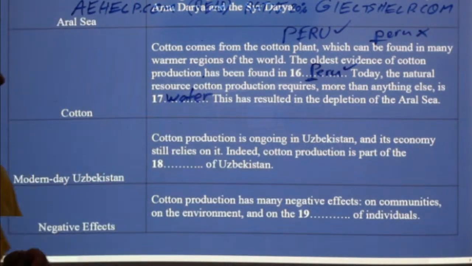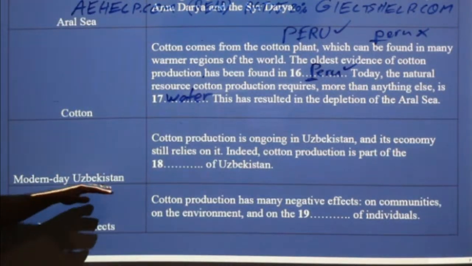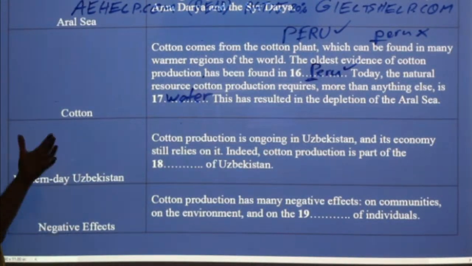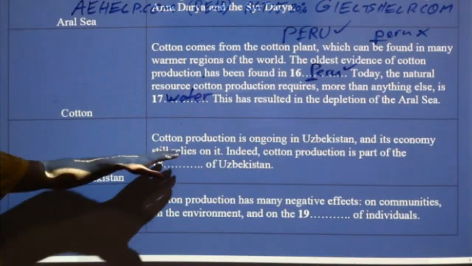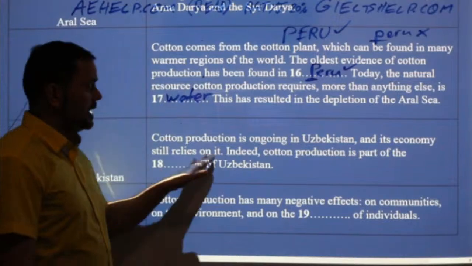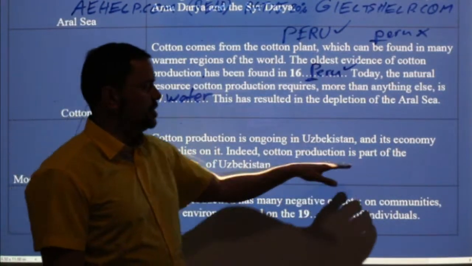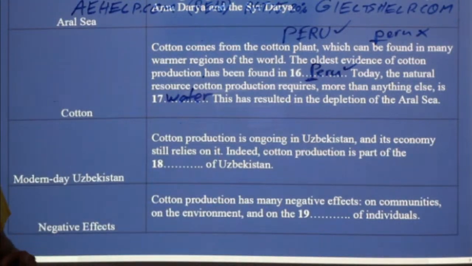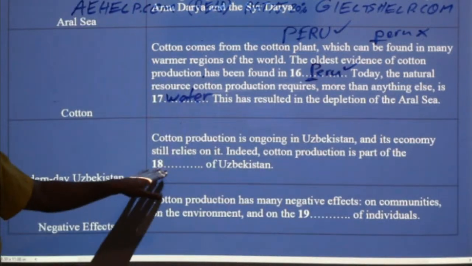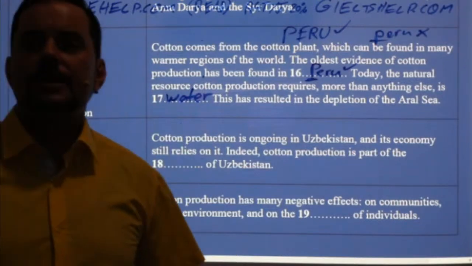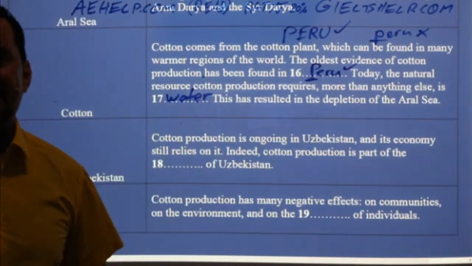Okay, good, good. All right, modern day Uzbekistan. So we know that this is coming from later on in the essay if we have to search for this. It was the last couple of paragraphs, F and G. So cotton production is ongoing in Uzbekistan and its economy still relies on it. Indeed, cotton production is part of the something of Uzbekistan. What do you think that is? So what would you put in 18 if you were to answer this without looking back?